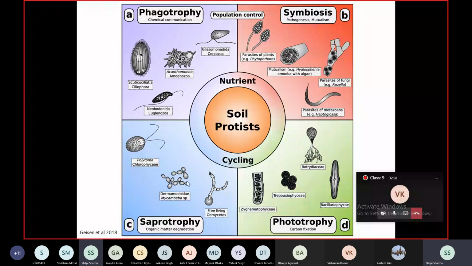Then some soil protists contribute to organic matter degradation, just like you saw with the fungi. They are saprophytes. While some are photosynthetic. They contain chlorophyll and perform photosynthesis. So they're involved in fixing carbon, thereby enriching the soil.